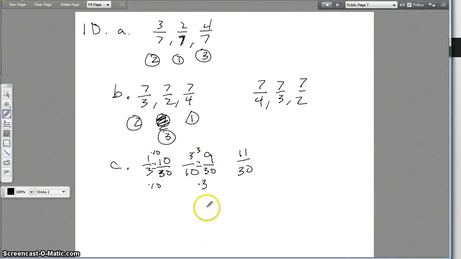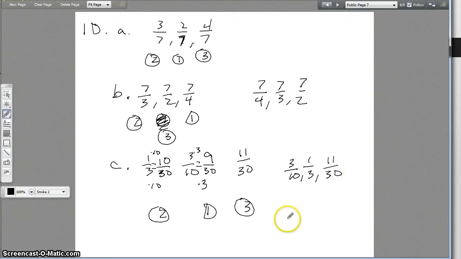So we can see here easily that our smallest fraction is 9/30ths, our next biggest fraction is 10/30ths, and then our largest fraction is 11/30ths. So we would write our answer as 3/10, 1/3, and then 11/30ths, because that is the ordering from smallest to largest. Increasing size means you start with the smallest and move up to the largest.